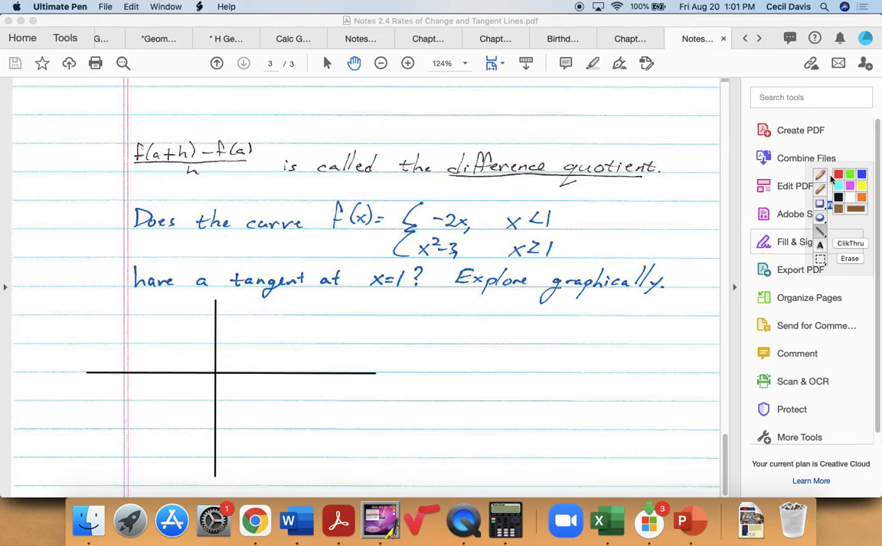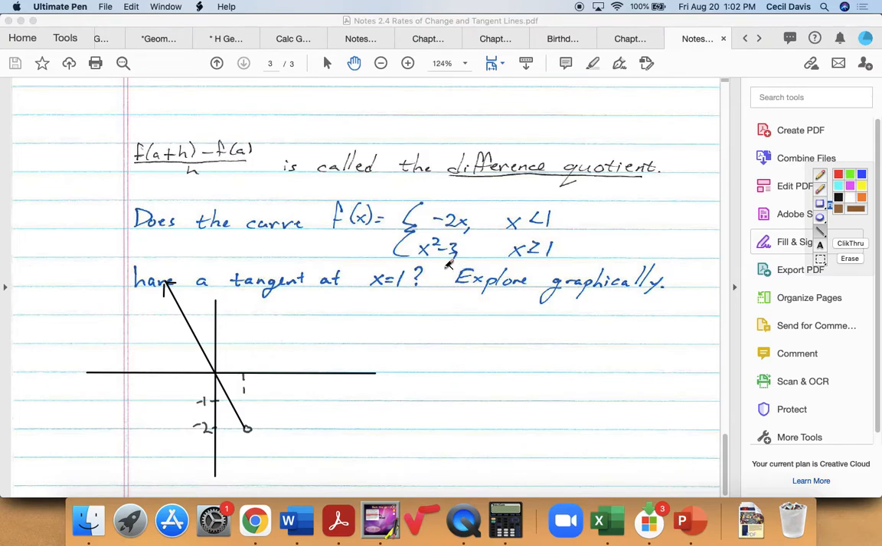So until we get to x is equal to 1, we want the equation to be y equals negative 2x. So that's going to go through the origin and have a slope of negative 2. So if that's negative 1 and that's negative 2, it's going to go to here. That's going to be an open circle because this is not equal to. So it looks something like that.